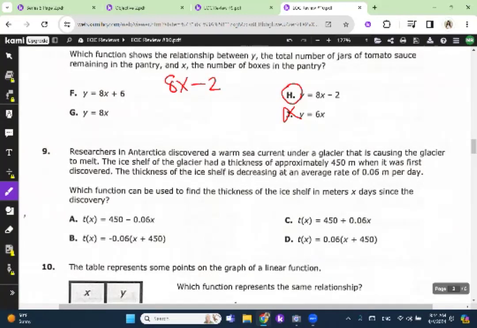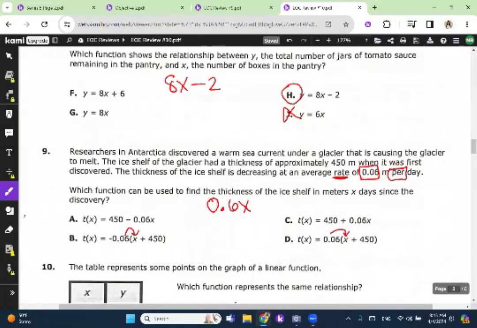Number 9. What is your slope? 0.6. First of all, it says rate, and it also says per. So you're looking for an answer choice that says 0.6x. Now, if you distribute these two, it'll still have 0.6x. So don't get rid of it yet.